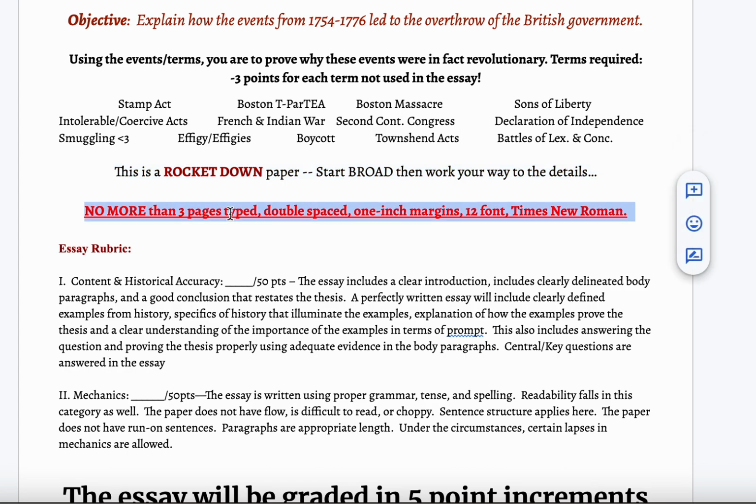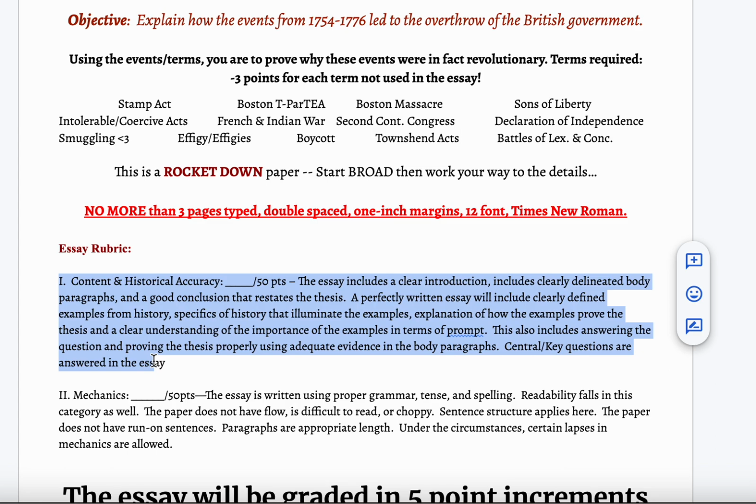The paper will be no more than 3 pages, typed double-spaced, 1-inch margins, 12 font Times New Roman, MLA format. If you give me a paper that's longer than 3 pages, I will take the extra pages and I will use them as a napkin when I eat the barbecueiest wings I can possibly eat, and then I will staple those back to your paper. I will not read anything longer than 3 pages, typed double-spaced, 1-inch margins, 12 font Times New Roman, MLA format.